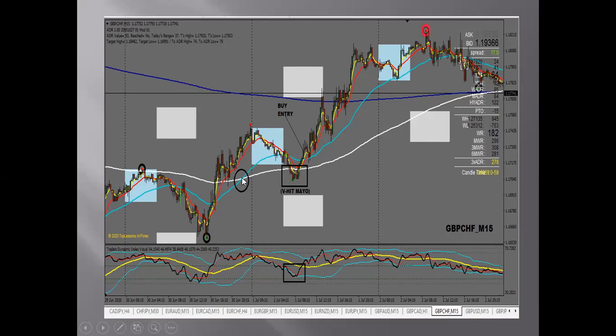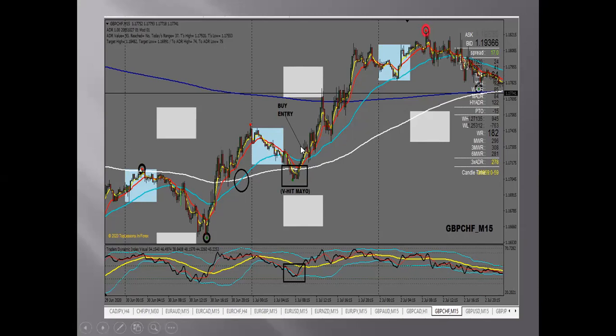So there's the 50, 200 EMA crossing. There's the bounce off the Mayo. In this case, it's the V bounce. And then after that, prices closed above this 13 EMA, which is the red EMA.